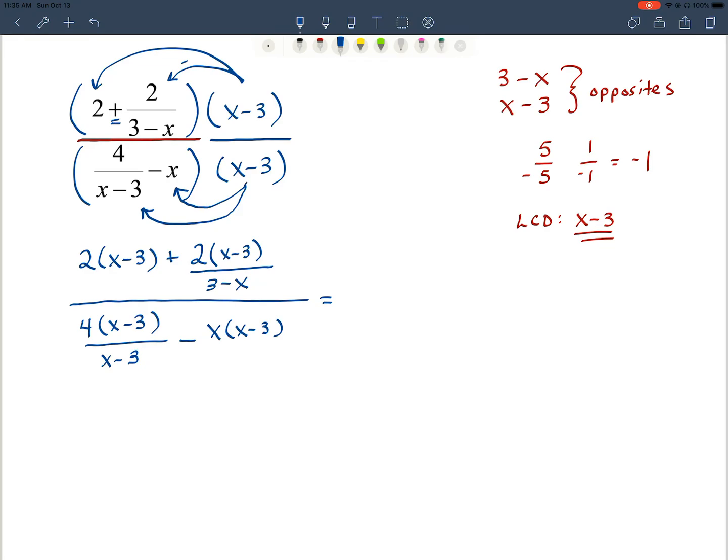Okay, so if we want to simplify this down, because we still have fractions and fractions, let's start out here with this 2 times the quantity of x minus 3. We can go ahead and distribute this 2 through. We can do that there. That's going to give us 2x minus 6.